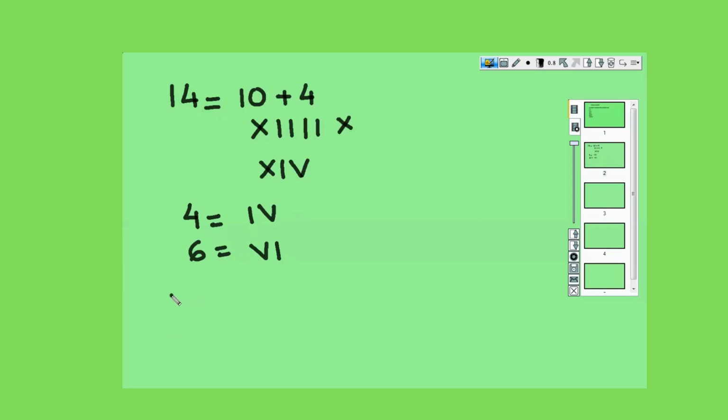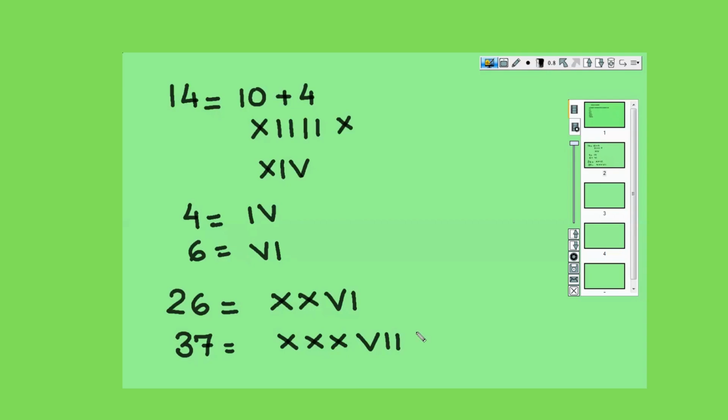Now let's take the number 26. And how do I write 26? 10, 20, 5, and 6. Let's take 37. How do I write a 37? 10, 20, 30, 35, and 2. 37.